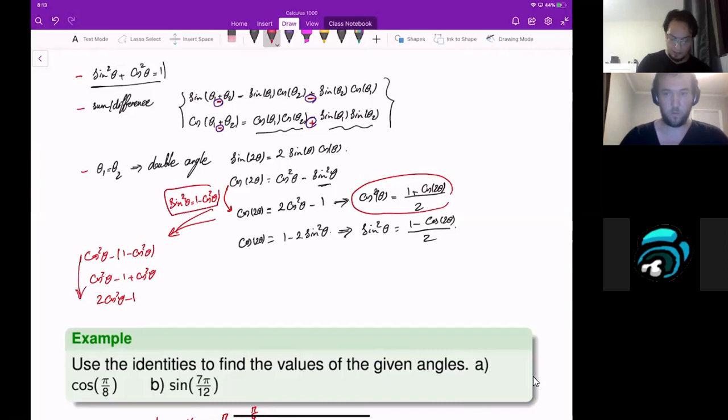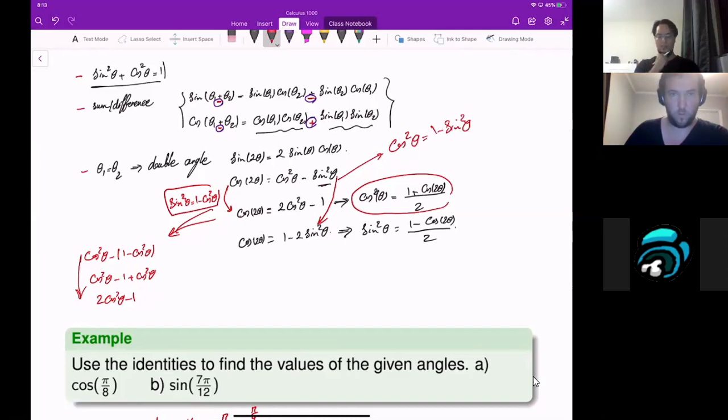To go to this formula, you use sine squared is equal to 1 minus cosine squared. To go to the second one is the other form. This time you can write cosine squared as 1 minus sine squared. That's how you go for the third one.